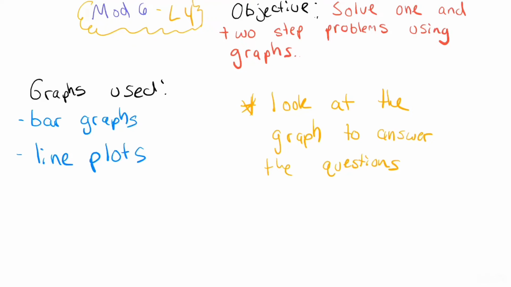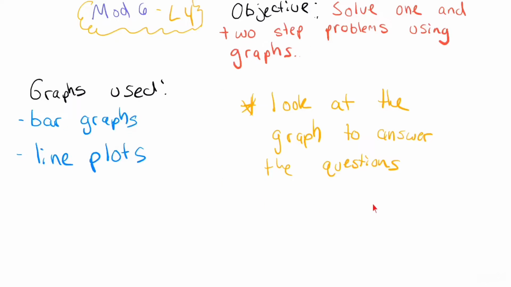I'm really excited to show this new program that I have with you. So today we're going to work on Module 6, Lesson 4, and the objective today is to solve 1- and 2-step problems using graphs. You're going to see a lot of graphs in Zearn, and some graphs that we've already used are bar graphs and line plots.